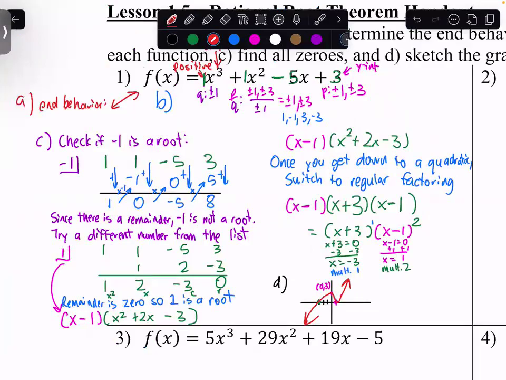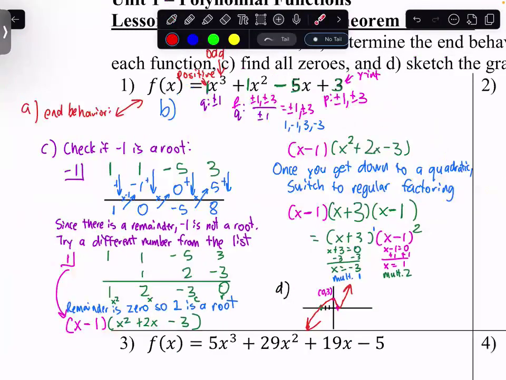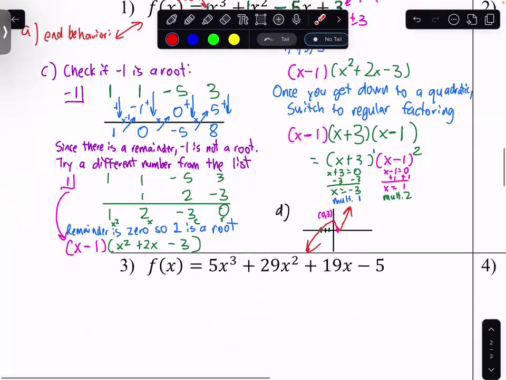Okay, so that one had a few steps, but it's really just a combination of things we've learned before, right? The only new aspect is the P over Q list. Other than that, everything's the same. Okay, let's do one more together. Question?